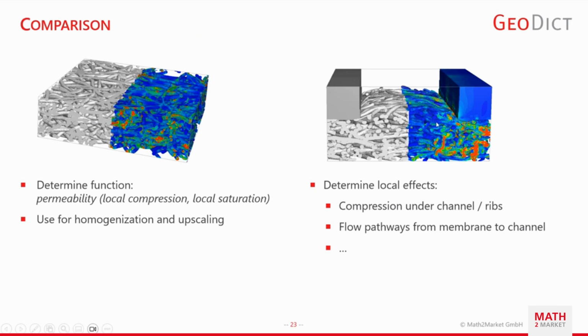This one you have to use if you're interested in local effects. If you want to know what is the compression under the channel at a certain pressure or under the ribs, and what is maybe a flow pathway from here to there in this special case, then you have to look at the complete model with the channel and the ribs and analyze that.